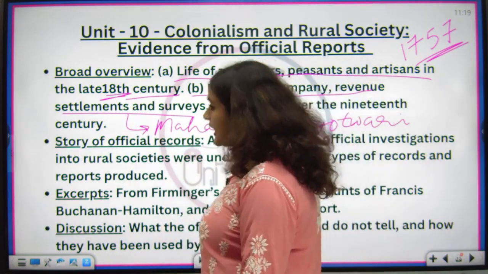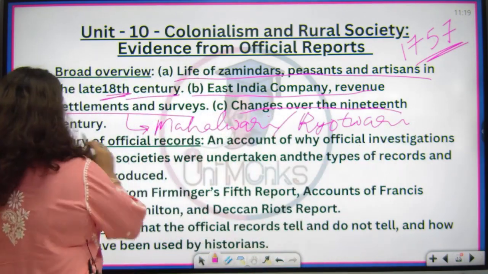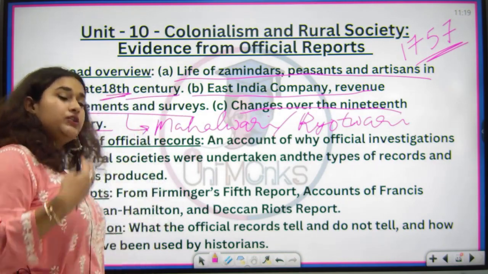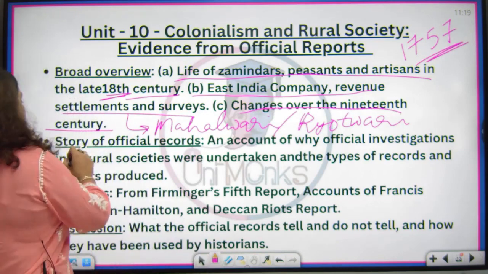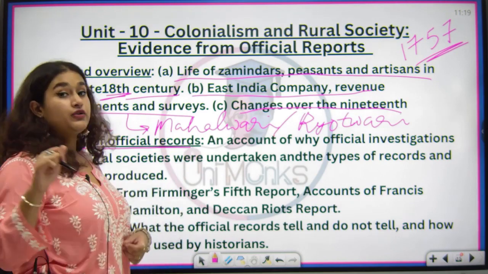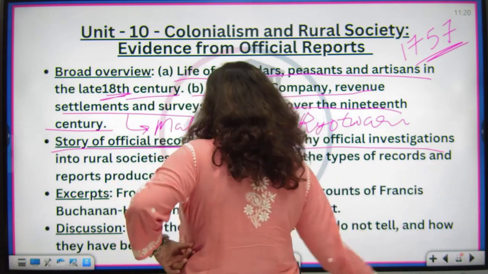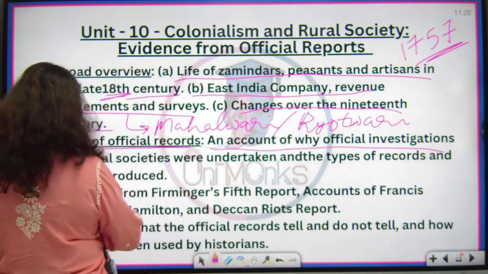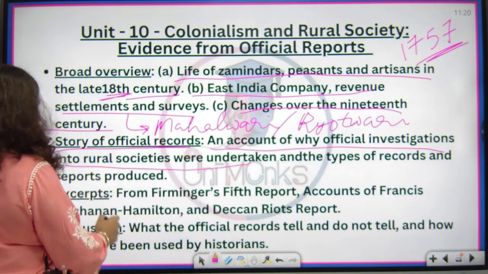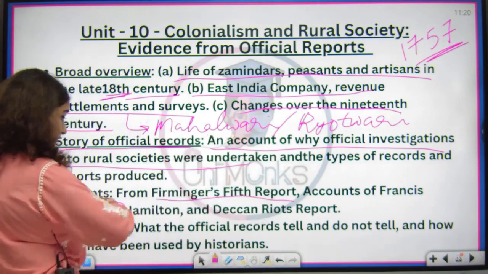Apart from this, the third thing you need to understand in this chapter are the changes over the 19th century. Okay, so now late 18th century, also going into the 19th century. All right. Now, story of official records. The things you need to concentrate on are the official records that came out at this time. An account of why official investigations into rural societies were undertaken and the type of records and reports that were produced.